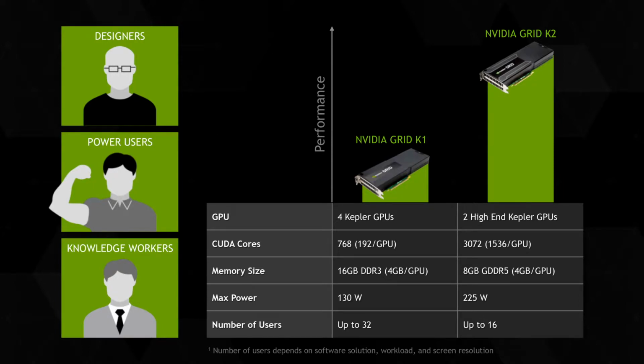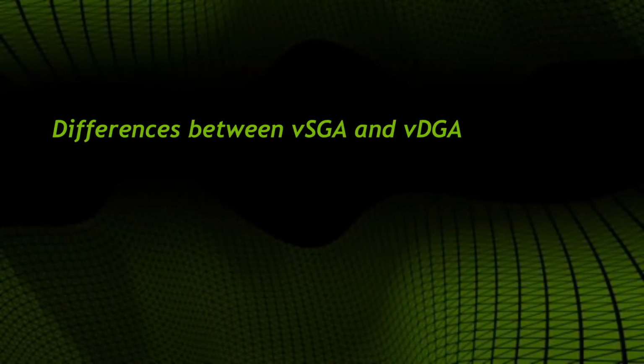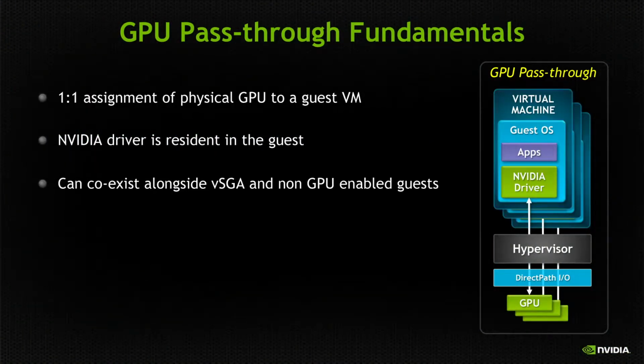So now into the gritty details of what the differences between VDGA and VSGA are. So for VDGA, or GPU pass-through, this is a one-to-one assignment of a GPU to a user, to a virtual machine. Now, in the virtual machine, our NVIDIA driver is resident. There's no other driver in between the application and the hardware. It's our Quadro drivers that are certified by ISVs that deliver the best performance possible.